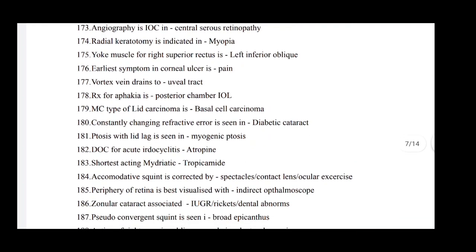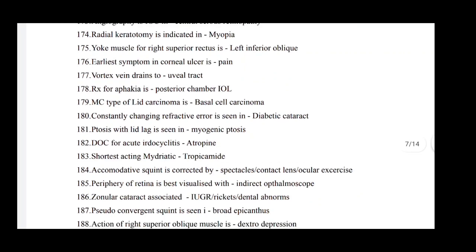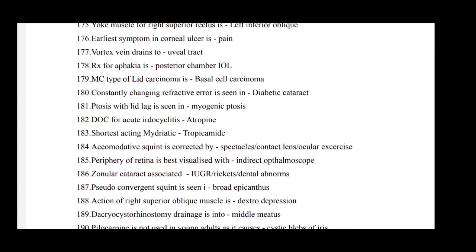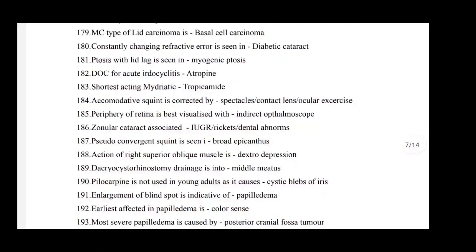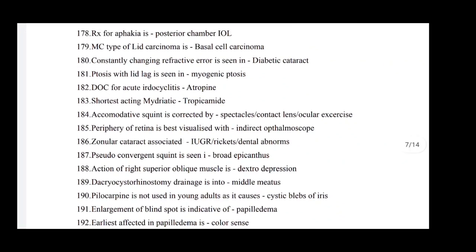Yoke muscle for the right superior rectus is the left inferior oblique. The earliest symptom in corneal ulcer is pain. Vortex veins drain the uveal tract. A type of lid carcinoma is basal cell carcinoma. Constantly changing refractive error is seen in diabetic cataract. Ptosis with lid lag is seen in myogenic ptosis.